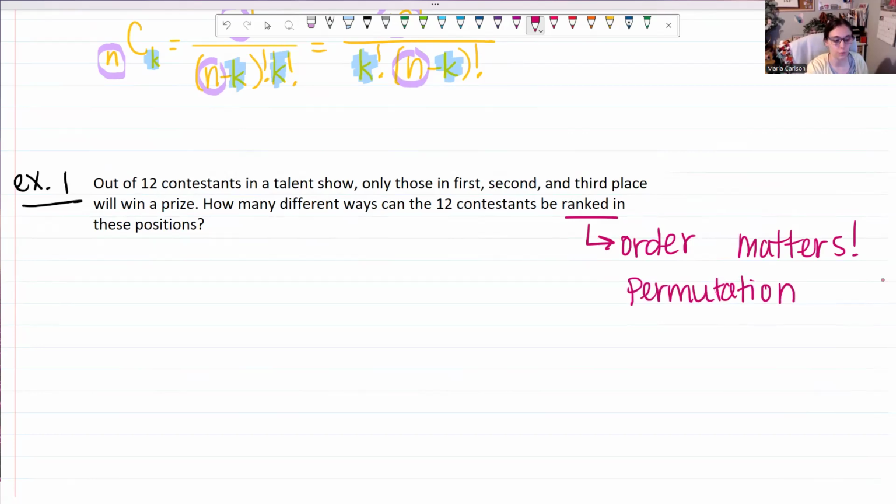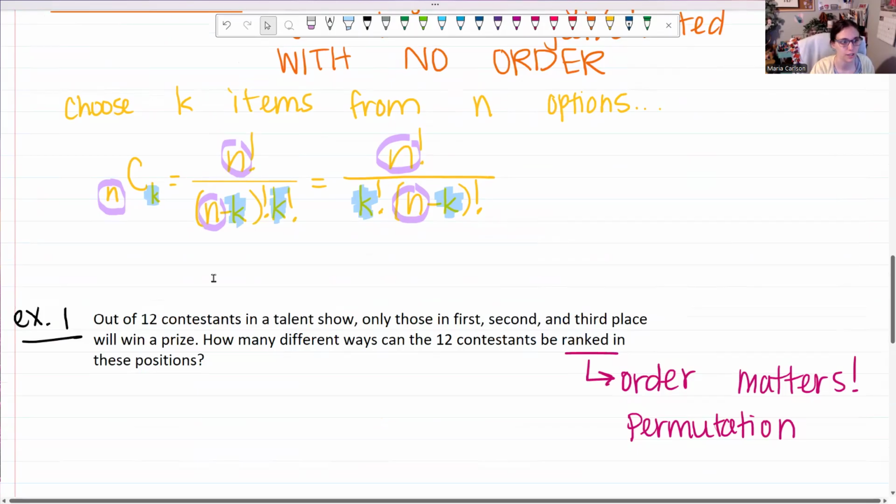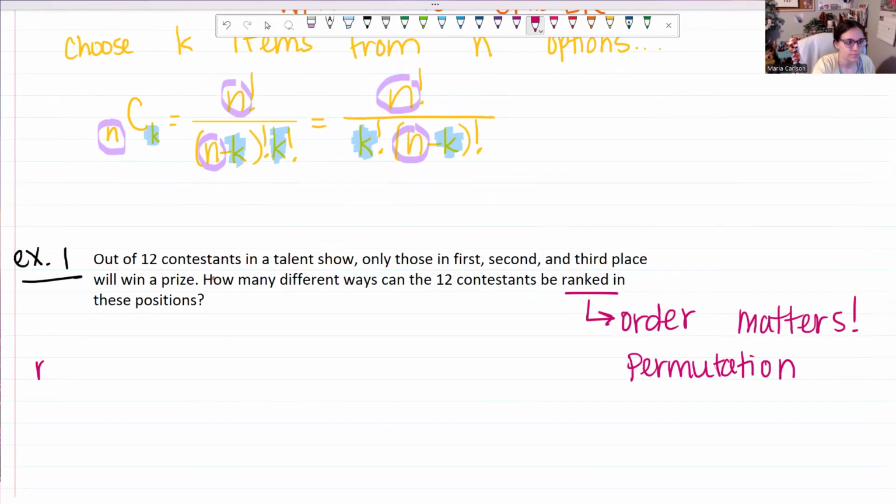I'm going to use the formula for a permutation since the order matters. And from above, my permutation formula: if I have n total objects, and I'm going to select k, I have n factorial over n minus k factorial. So what is n and what is k?